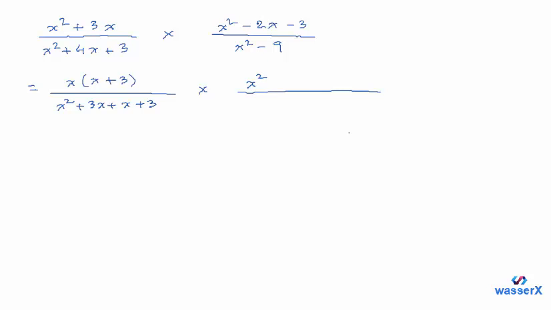X squared, two numbers that add up to negative 2 that multiply to give negative 3. So you could rewrite that as negative 3x plus x. That's negative 2x. And negative 3 times positive 1 is negative 3. Minus 3 over, now x squared minus 9.